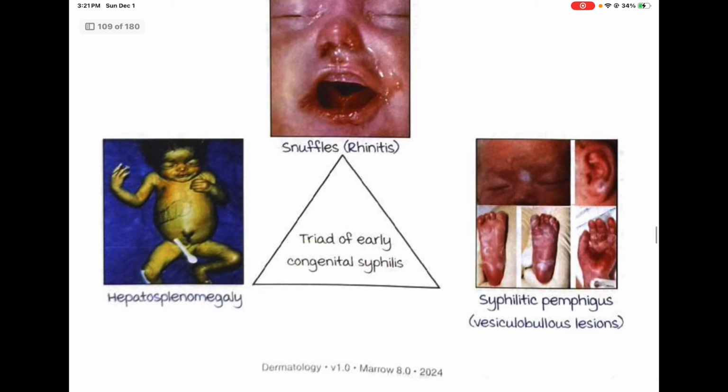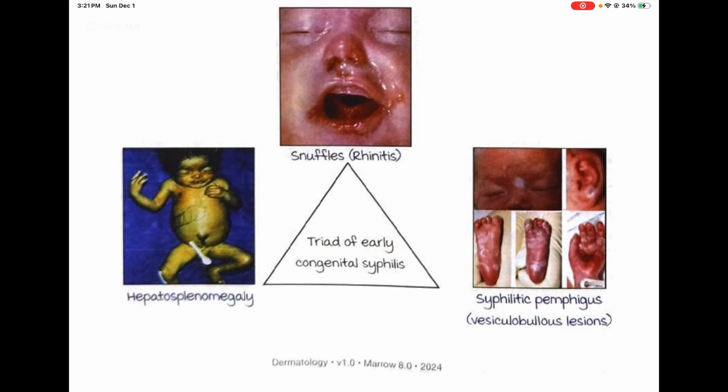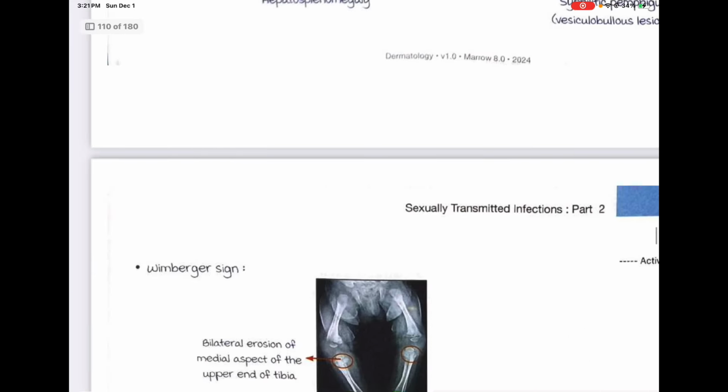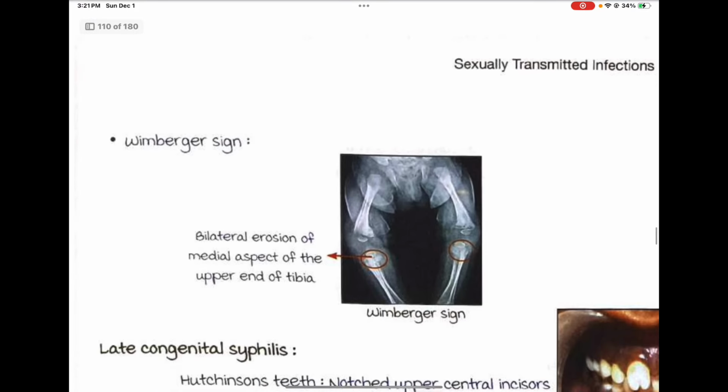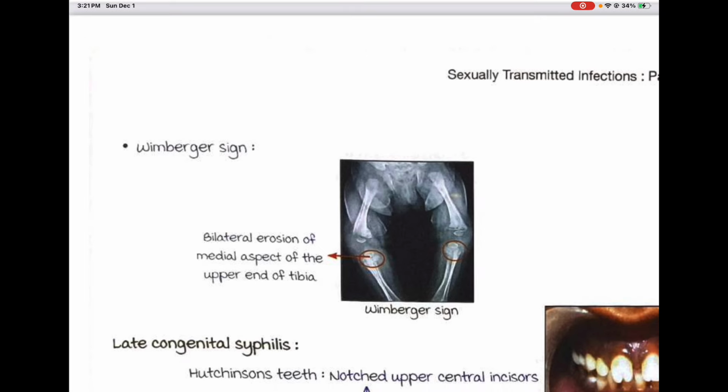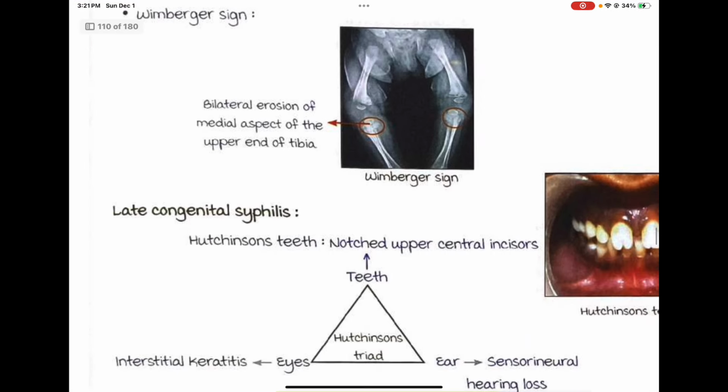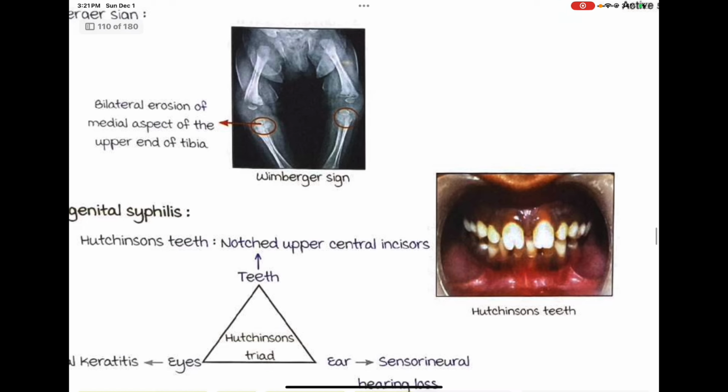syphilitic pemphigus, vesiculobullous lesions. Weinberger's sign, bilateral erosion of the medial aspect of the upper part of the tibia. Weinberger's sign. Late congenital syphilis.